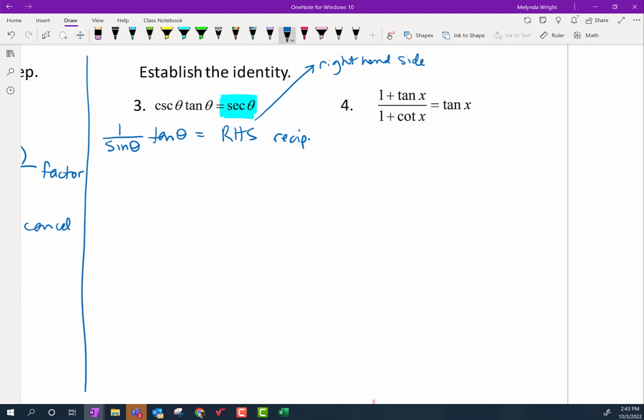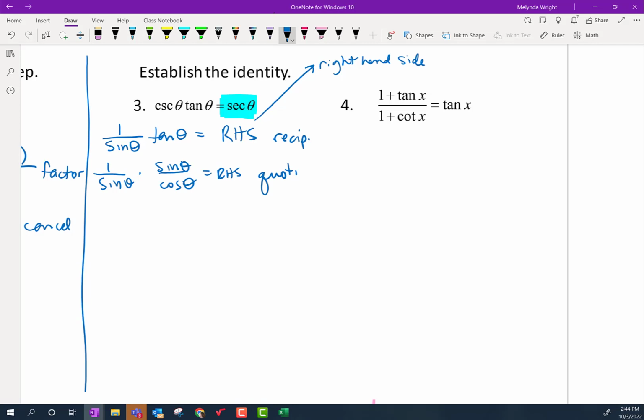Okay, is everybody okay so far? Now we just think of other things to do. I mean, it might not help us, but we might as well try. Well, tangent, that's a quotient property. I can do a quotient property for tangent, right? So I've got 1 over sine times, see, tangent is sine over cosine, equals right-hand side, and I just did quotient property.